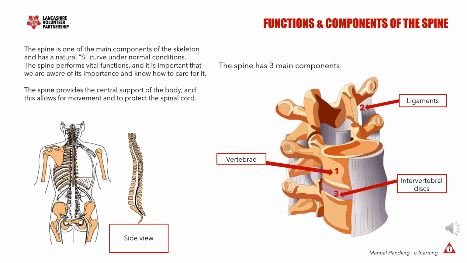Functions and components of the spine. The spine is one of the main components of the skeleton and has a natural S-curve under normal conditions. The spine performs vital functions, and it is important that we are aware of its importance and know how to care for it. The spine provides the central support of the body, and this allows for movement and to protect the spinal cord.